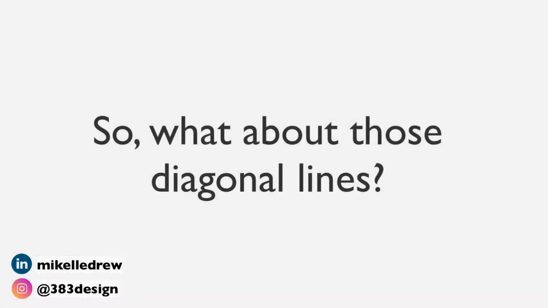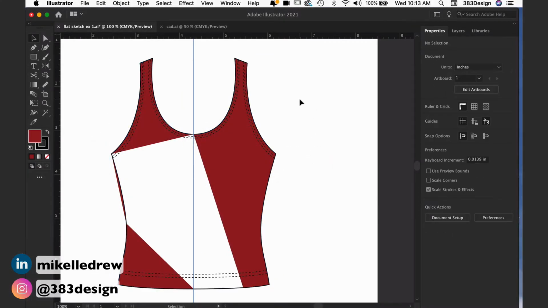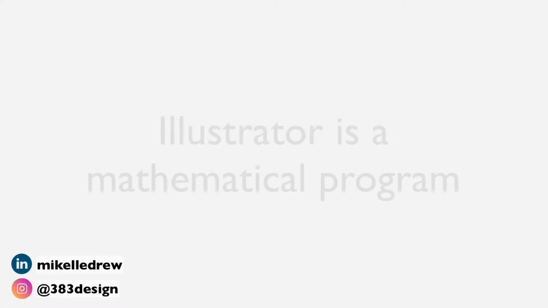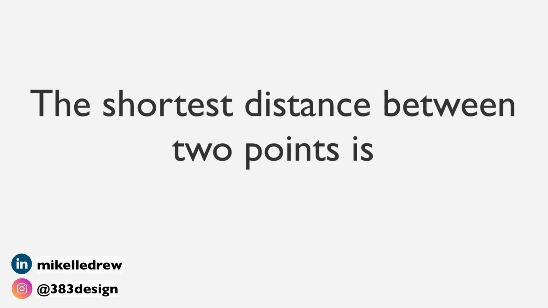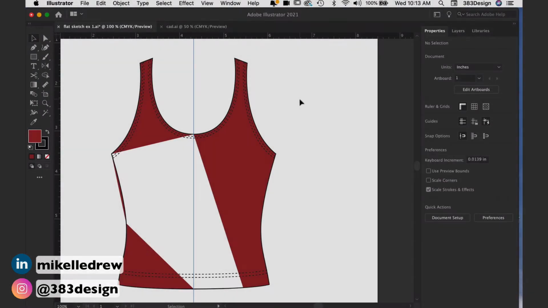So what about those diagonal lines? Seeing diagonal lines on the sketch means that there are places where it's not joined. Illustrator is a mathematical program, and if you remember geometry, the shortest distance between 2 points is a straight line. And that's exactly what Illustrator is trying to do when it adds color to your objects. It fills your object by taking the shortest distance between 2 points.